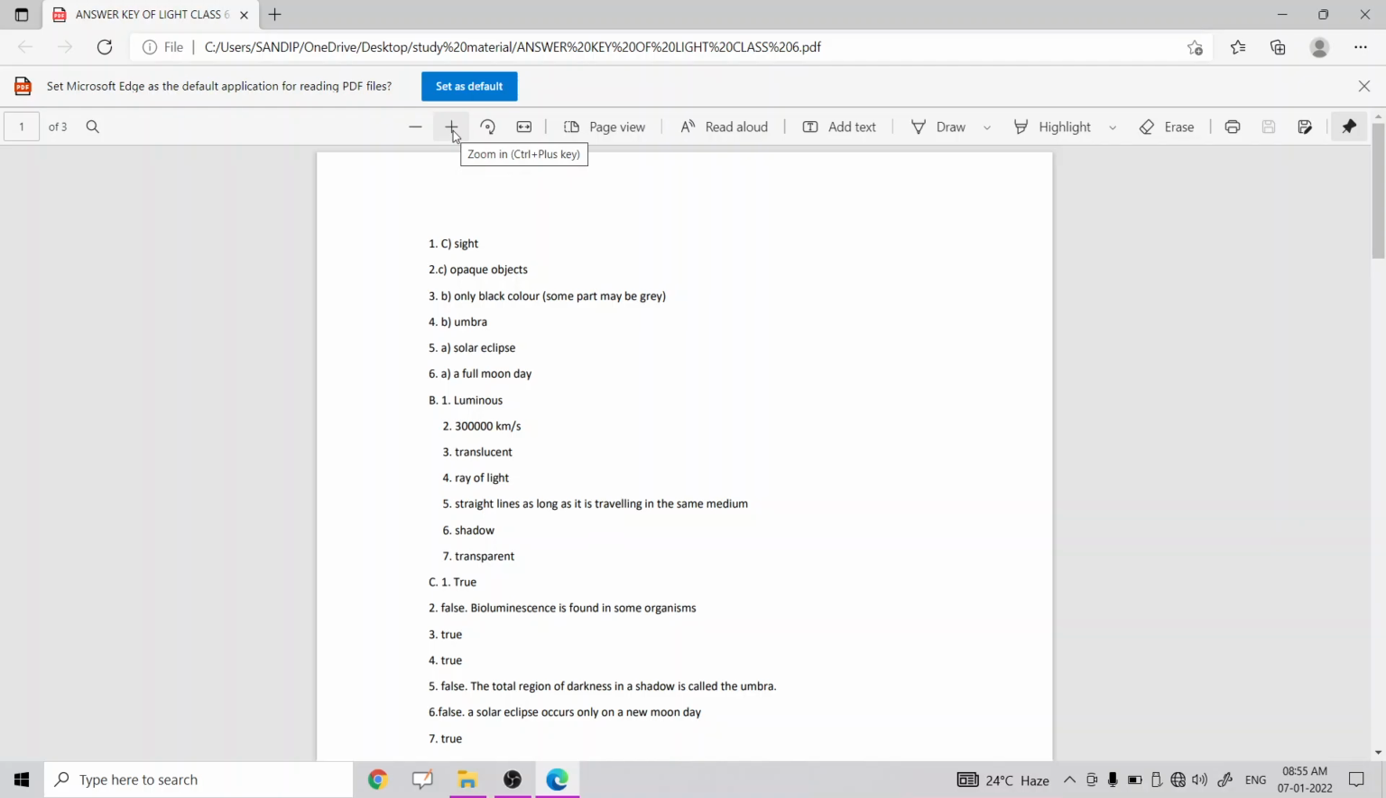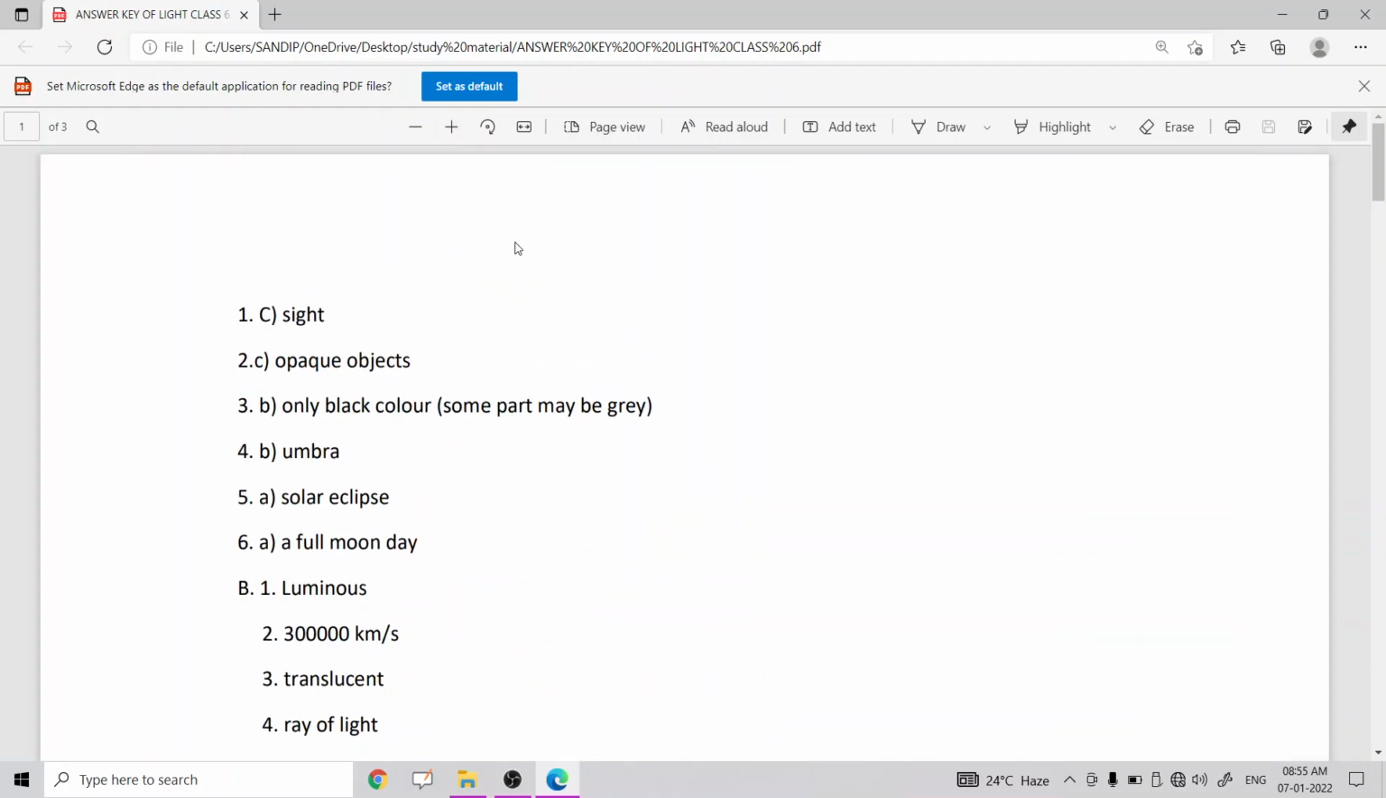For this question, the first one is: light is a form of energy that causes the sensation of sight. Option C is the correct answer. The second one is: objects that do not allow light to pass through them are called opaque objects. It is the definition of an opaque object. And the third one is: a shadow shows only black colors, some parts may be gray. So option B is the correct answer.